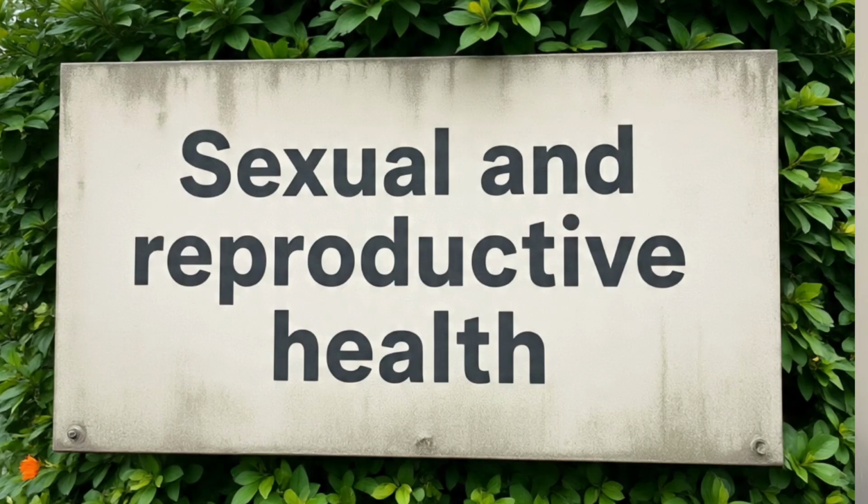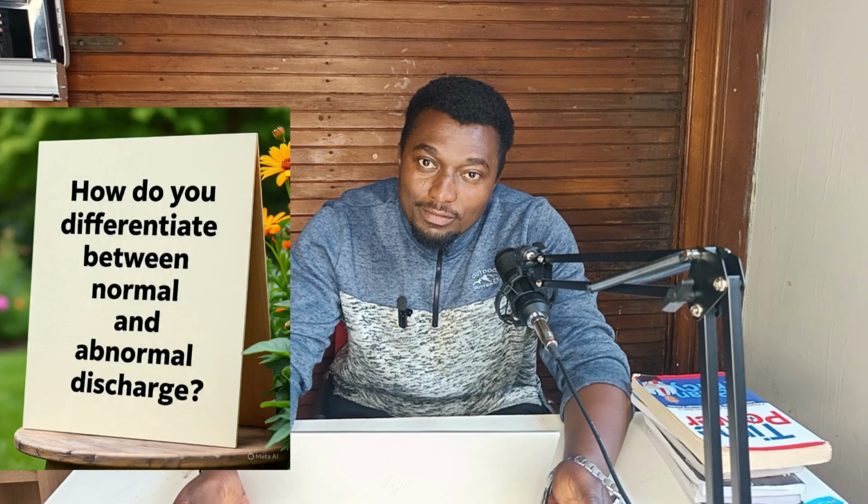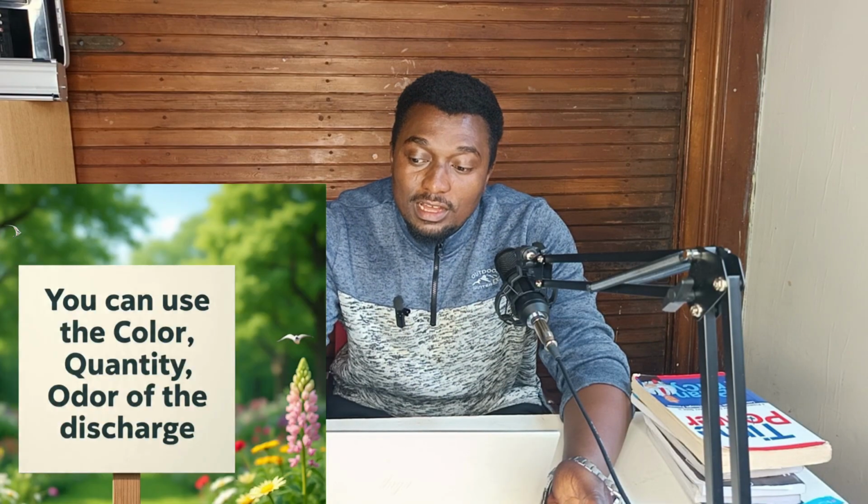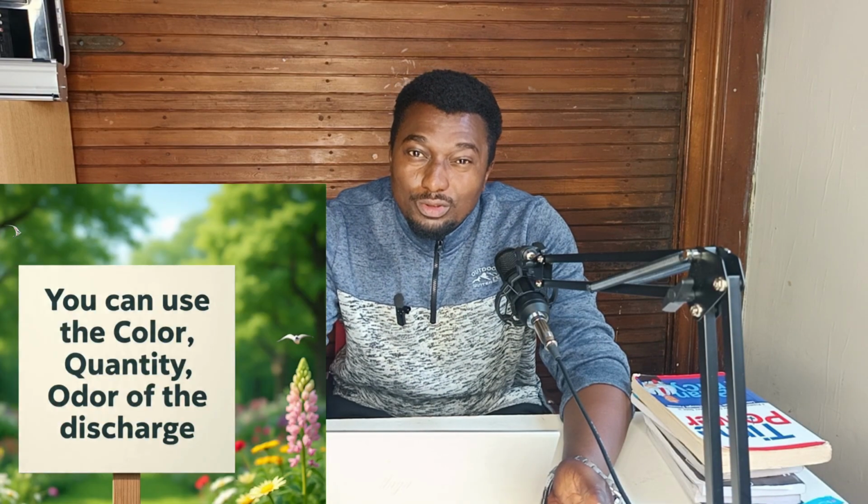I don't want this video to be long, so I'll go straight to the point. In this episode, you'll be learning about vaginal discharge, and how to differentiate between normal and abnormal vaginal discharge using several parameters: the color of the discharge, the quantity, the texture, and also the odor, the smell of the discharge.